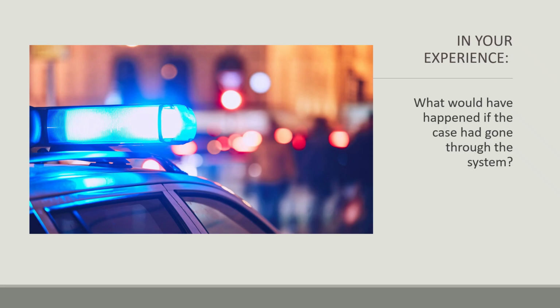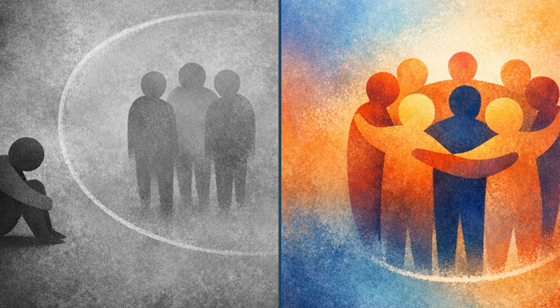Now, think for a few seconds about what could have happened to this young man if his case had not been referred to restorative justice. In addition to facing possible jail time, he would have had the collateral consequences of a criminal record, possibly a felony record, including housing and employment consequences, and possibly immigration consequences as well. He would have been pushed to the edges of society, rather than having the opportunity to make amends.